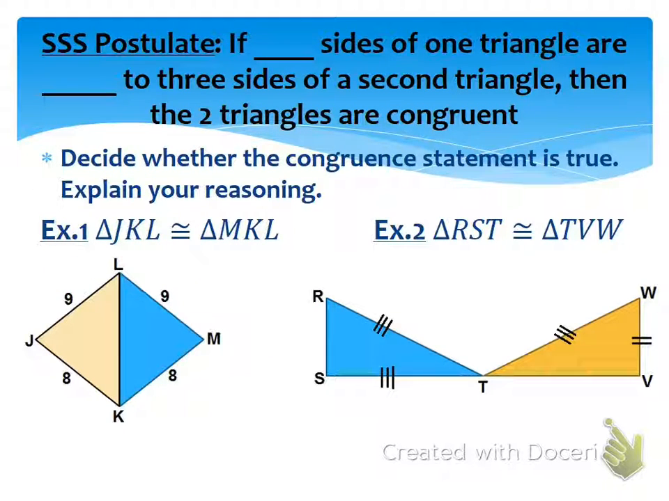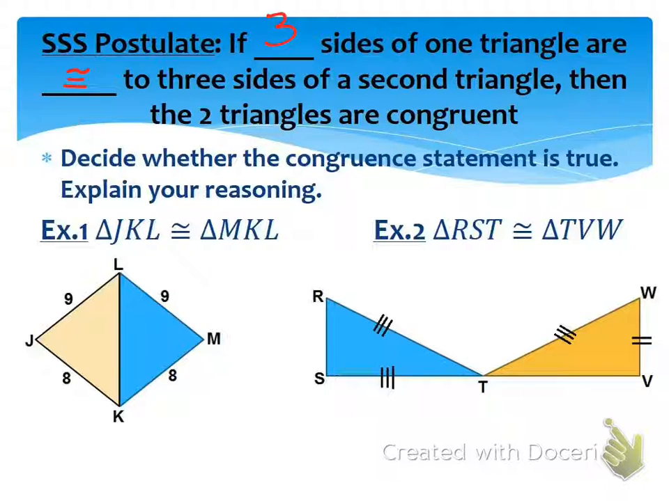We have a postulate. Remember that postulates are accepted without proof. So this is the SSS, or side, side, side postulate. If 3 sides of one triangle are congruent to 3 sides of a second triangle, then the 2 triangles are congruent.